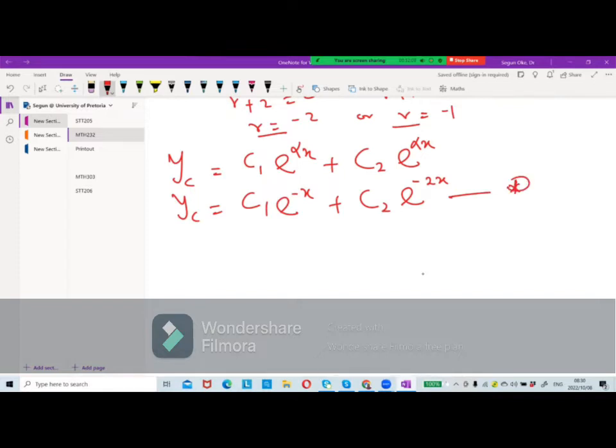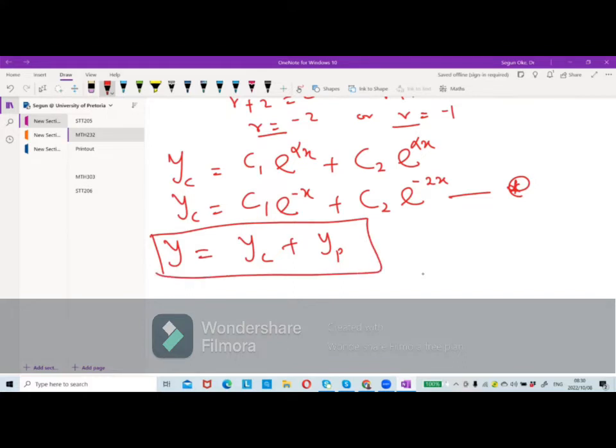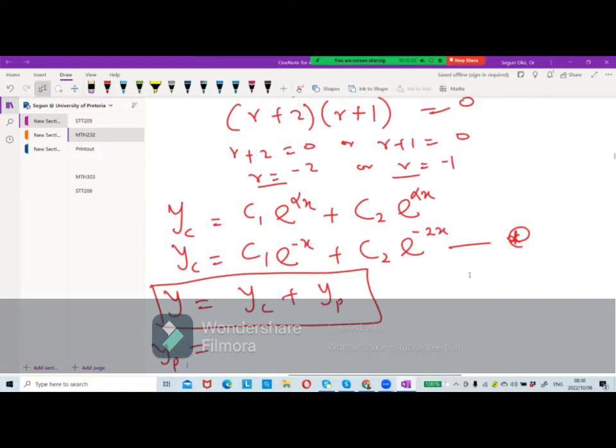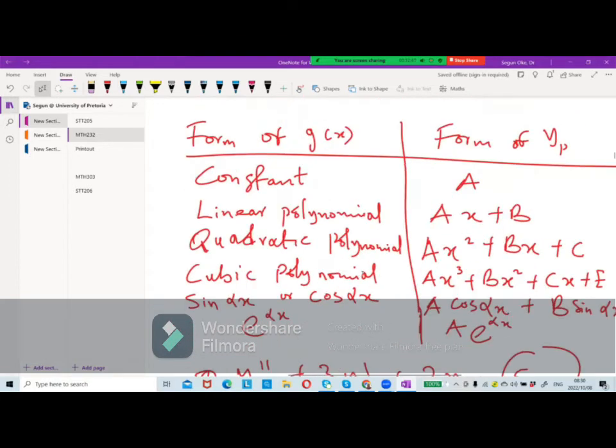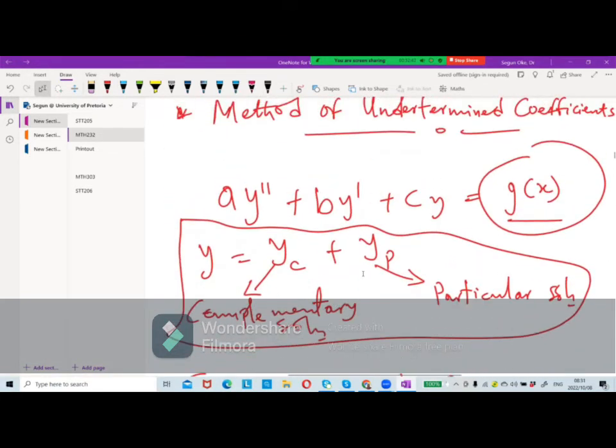But the generalized solution is y equals yc plus yp. This is our general solution. This is where we are still coming from. So now let's look at the yp. Remember I told you, yp leads to g of x from the definition we have here. Look at this.